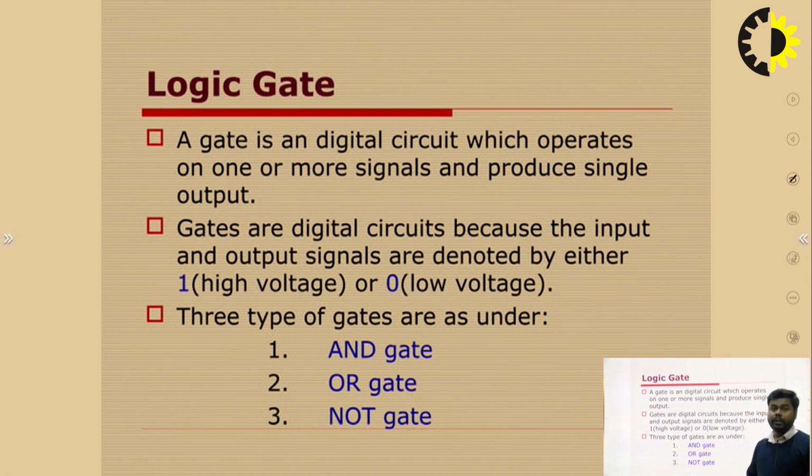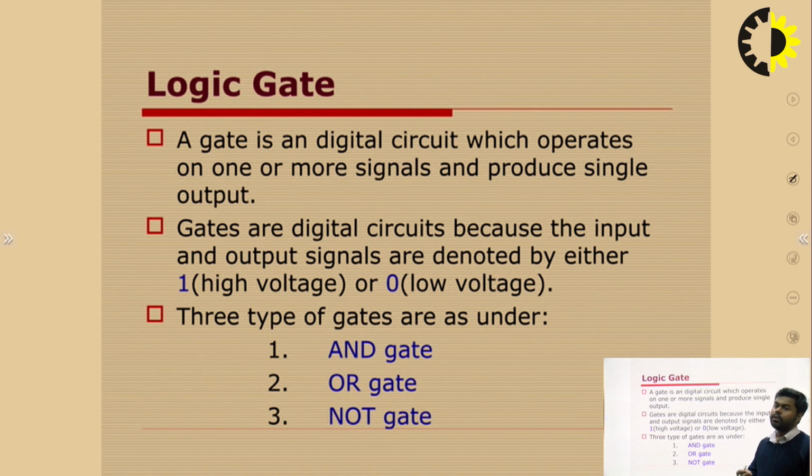As we have taken the logic operations, now we are taking logic gates. The logic gates also have 3 types: AND, OR, NOT. We have to discuss how the AND gate, OR gate, and NOT gate perform. The gate is a digital circuit where one or more signals are produced in a single output.